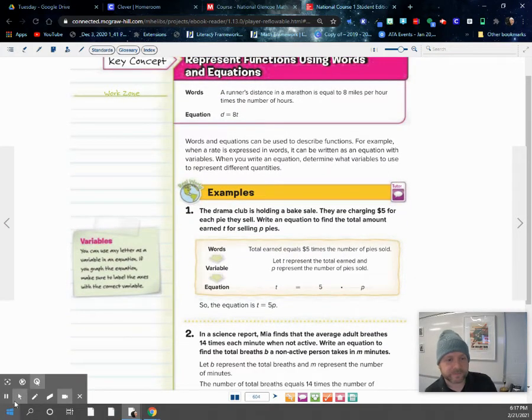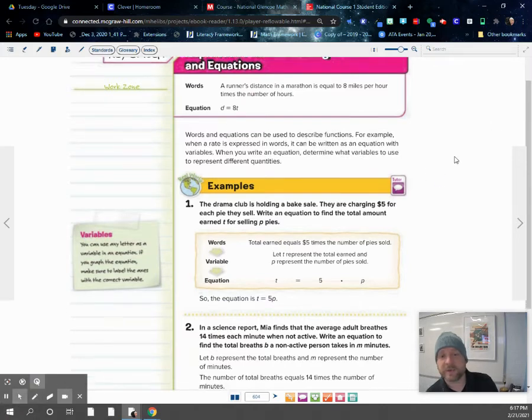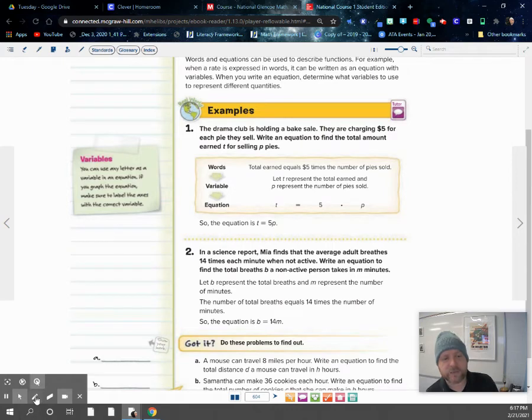All right, here. So again, I'm not going to read this top part, but we are working on dealing with both numbers and words as we're working with linear functions. So let's look at these next 2 examples, and then we're going to get you ready for some independent practice today. So number 1, it says the drama club is holding a bake sale. They are charging $5 for each pie they sell. So write an equation that finds the total amount earned, which would be T, for selling P pies.